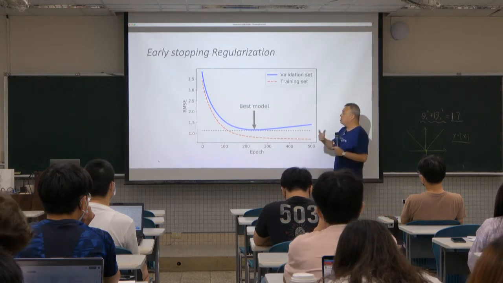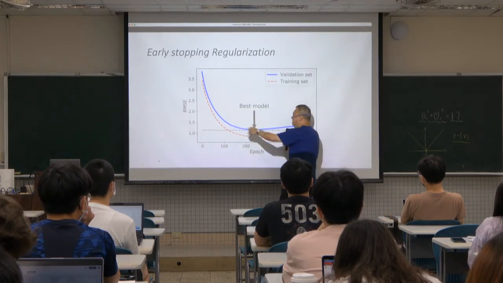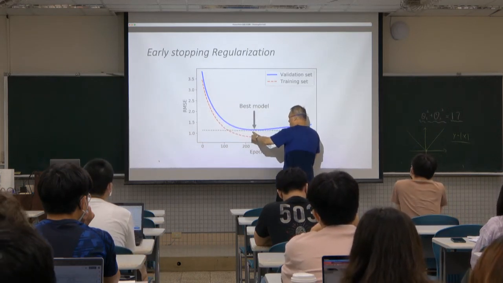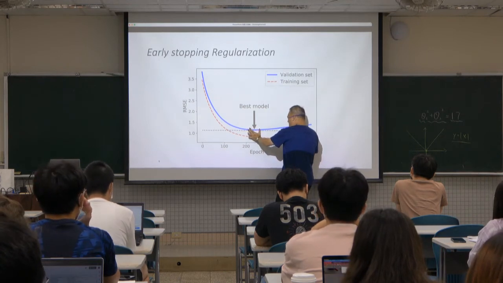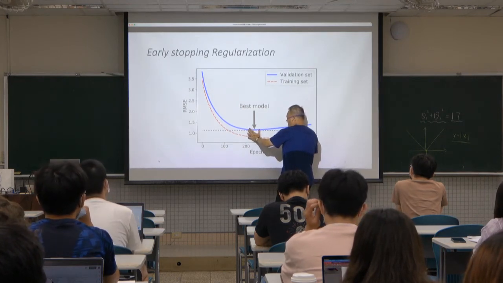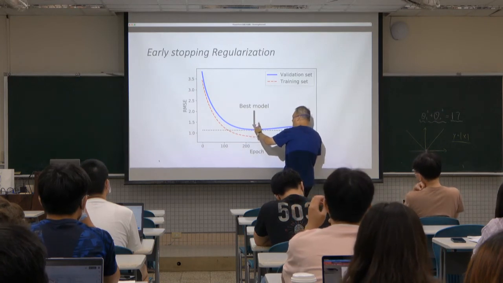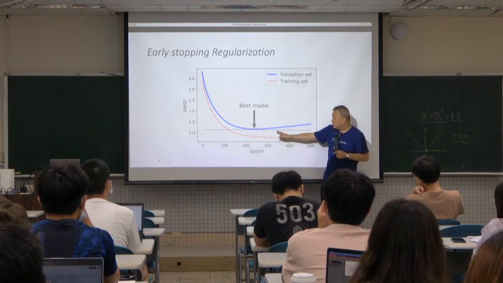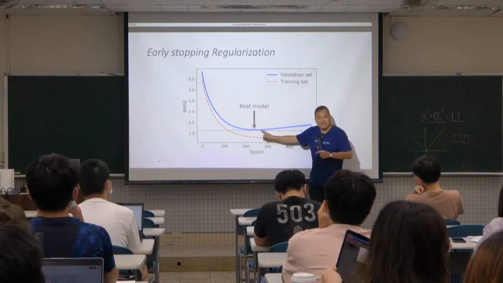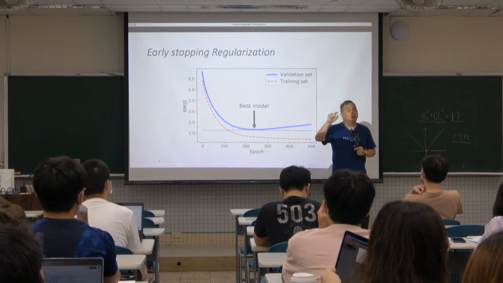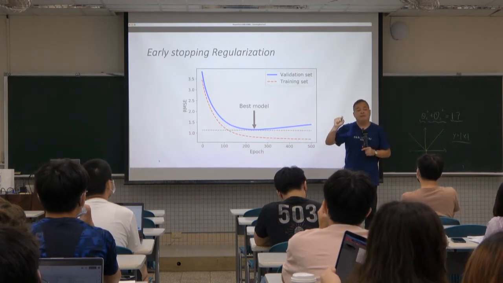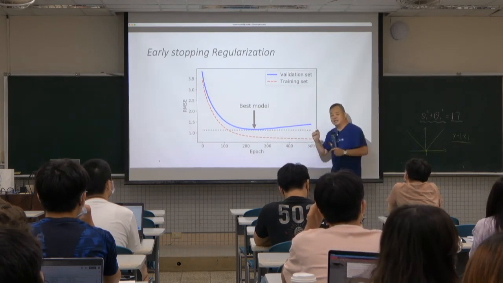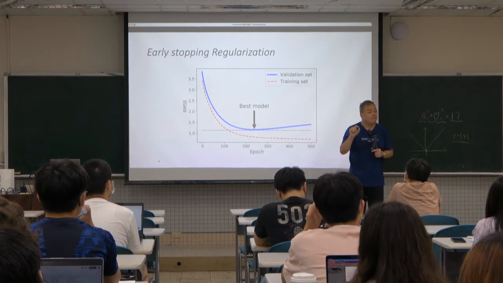But for the validation set, initially it goes down, but at some point of time it may become flat, and then eventually it's actually going to go up. That is when your model starts to pick up those noise. And that's the indication that the model becomes overfitting.